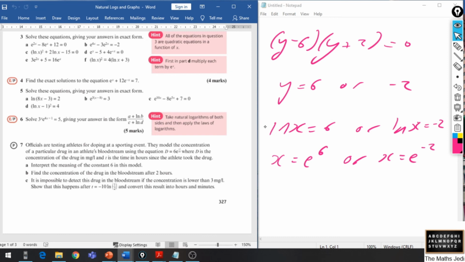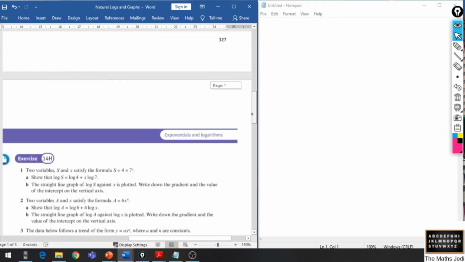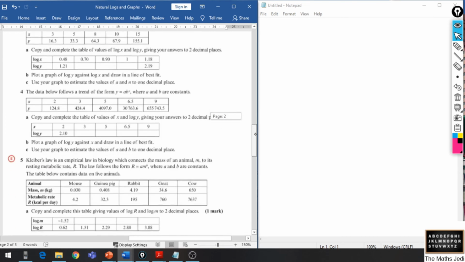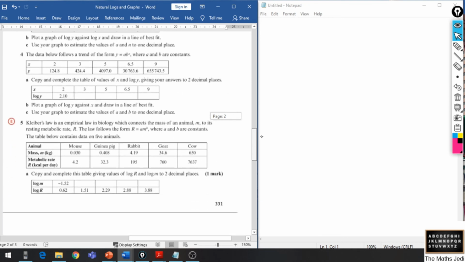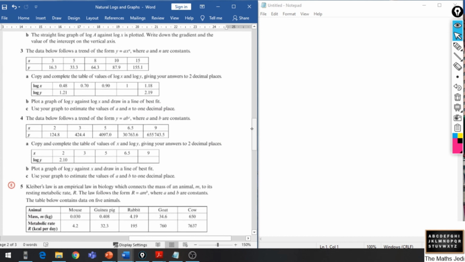I'd like to do some graph problems with you as well, so I'm going to just take this through and trash my annotations and show you some graph examples as well, just so you've had a bit of practice of all of the things I've gone through in today's video. So this is from exercise 14H, it's a bit further through in the book, page 331. We are actually going to focus in on number 4, just to show you the kind of thing that you might be expected to do.